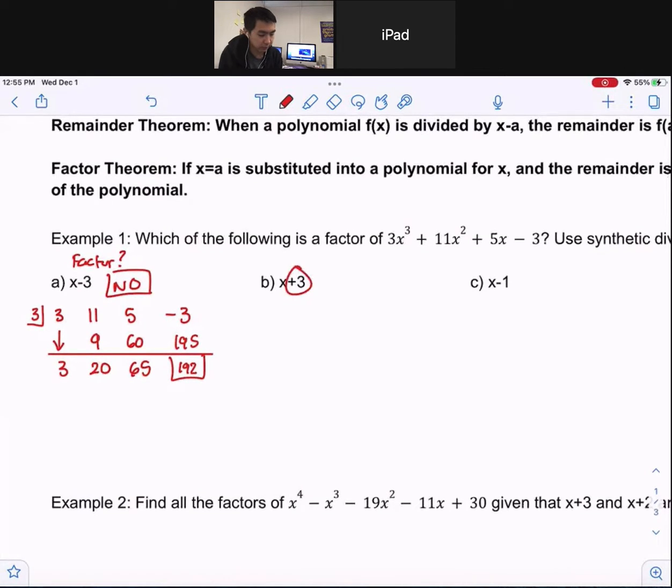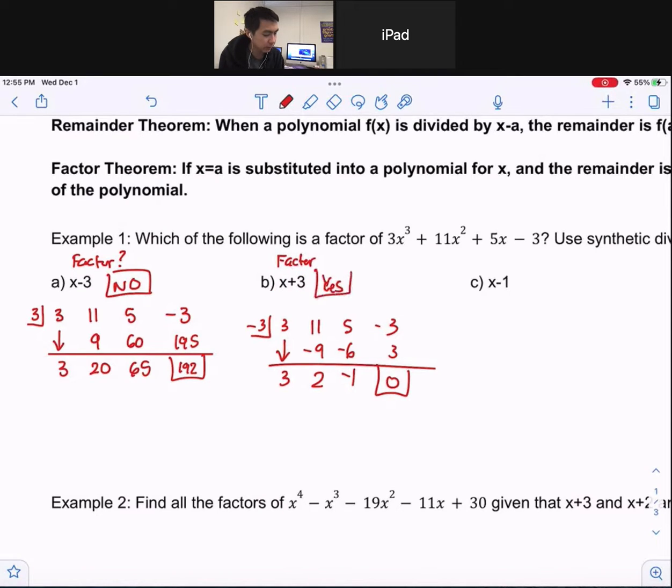Okay, what's the opposite of 3? -3. Write down the coefficients again, and then synthetic division. Multiply. 3 times -3 is -9. Add, 11 minus 9 is 2. 2 times -3 is -6. Add, we get -1. -1 times -3, 3. Add, we get 0. So we did get a 0, right? So is this x plus 3 a factor? Yes, it is. Why? Because we got a remainder of 0.